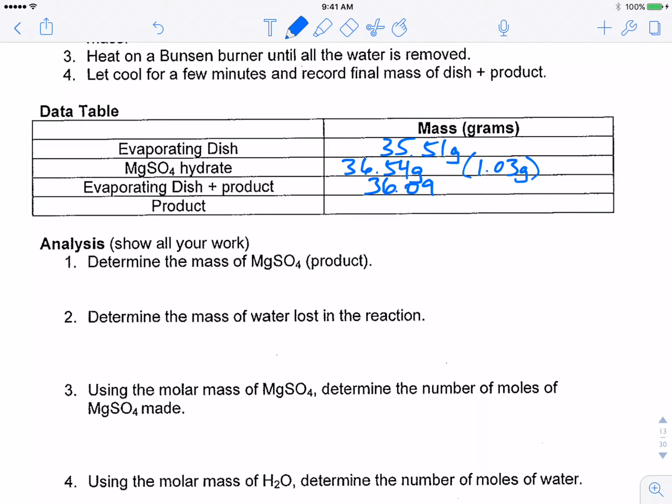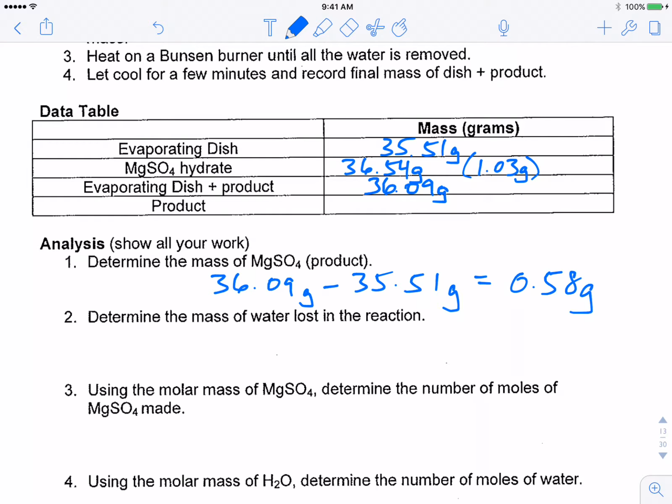And so what I'm going to do now is figure out analysis question number one, determine the mass of MgSO4 produced. So this is our product without the water. So our mass of our evaporating dish and our product was 36.09 grams. And I'm going to subtract the mass of 35.51, which is the mass of my empty evaporating dish. And so the amount of product that we had left over was 0.58 grams. Okay, so that's the amount of product I had.